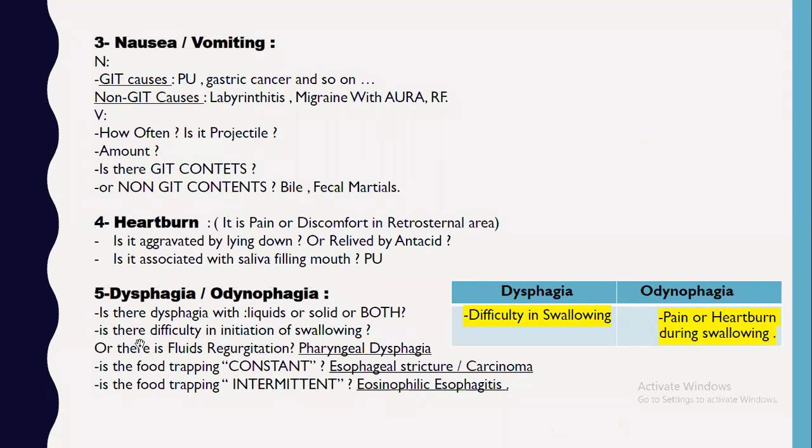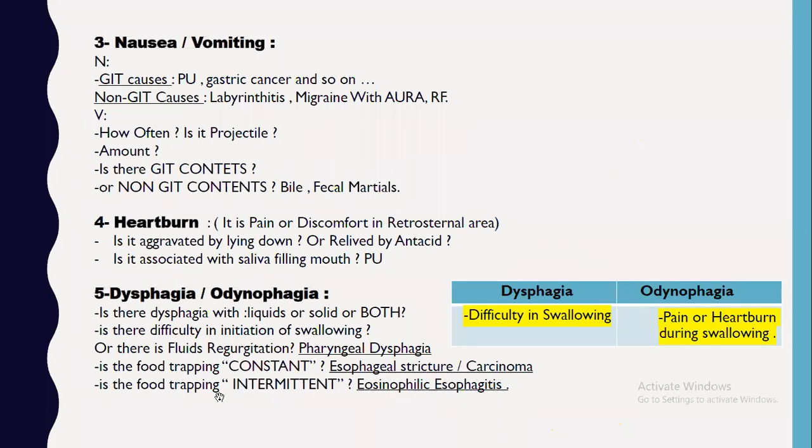The other thing: is there difficulty in initiation of swallowing? Or is there fluid regurgitation? If he says he has fluid regurgitation, he keeps bringing back water or fluids, this is a case of pharyngeal dysphagia. Is there food trapping? When he eats, the food gets trapped in the esophagus, you think about esophageal stricture or carcinoma.